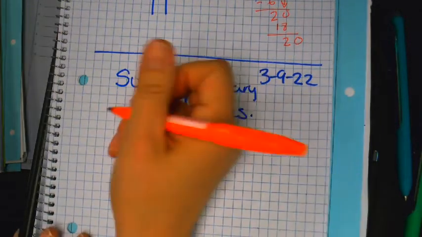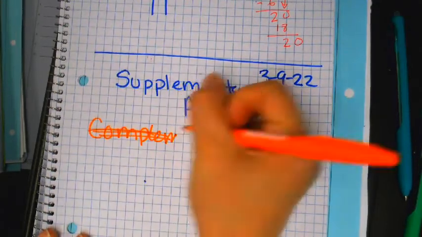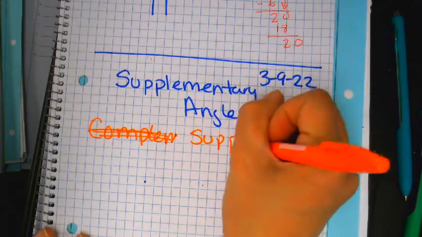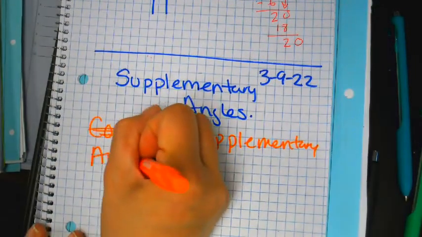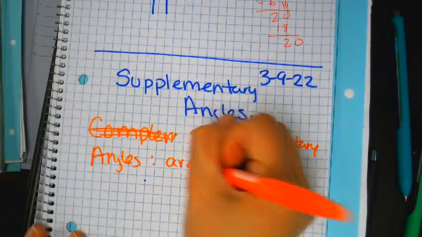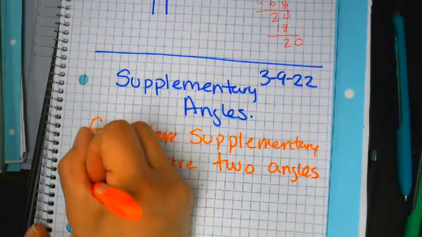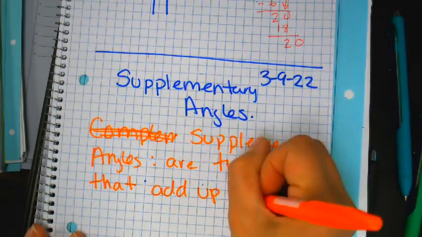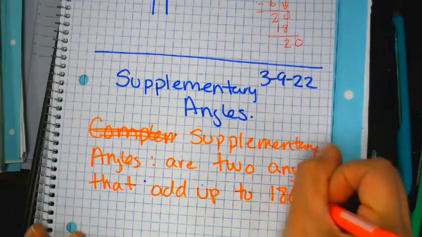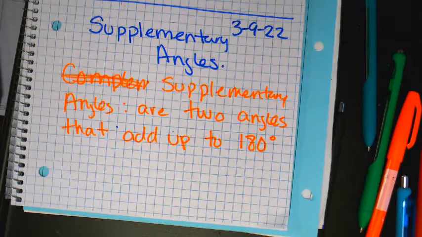Very good. All right. Oops, not complementary. Supplementary. Supplementary angles are two angles that add up to 180 degrees. So, two angles that add up to 180 degrees are called supplementary angles.